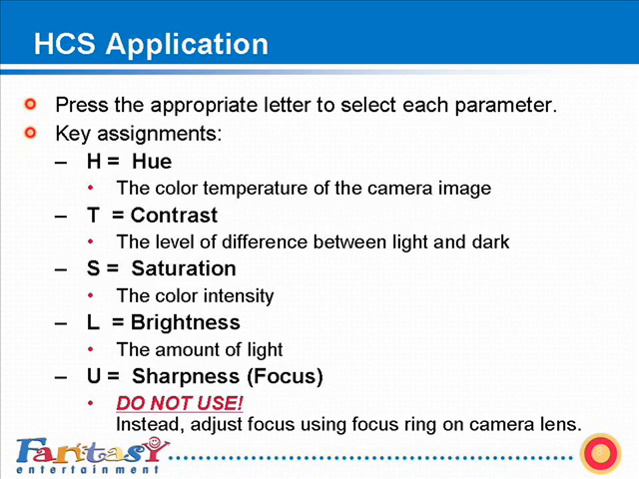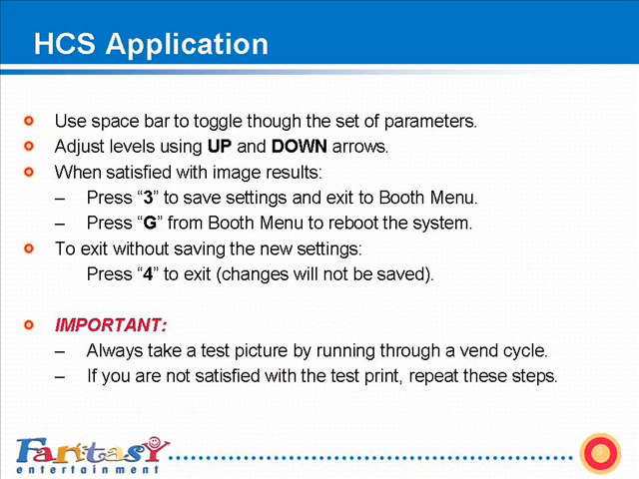In HCS, each of the adjustable parameters is selected by pressing the associated letter key. Press H for hue, S for saturation, T for contrast, L for brightness, but do not use U for sharpness. Instead, adjust the focus ring on the camera lens. You can also use the spacebar to toggle through the set of parameters. Adjust each of the levels using the up and down arrows on the computer keyboard.